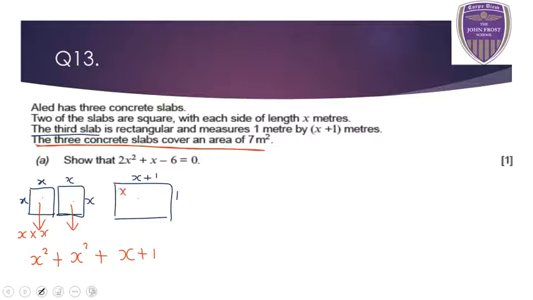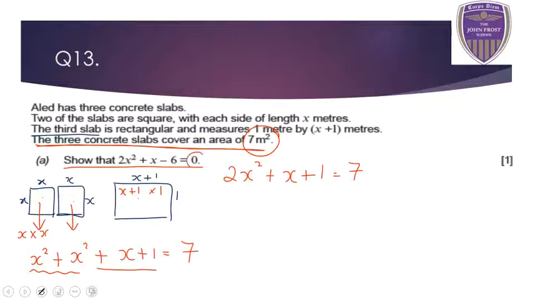Okay, remember x plus 1 times 1 will be equal to that, but it's all equal to 7. So what you've got to do is simplify the x squared and the x squared, which is 2x squared. Then you've got plus x plus 1 equal to 7. Now, if you've got to show something, we need naught after the equal sign.